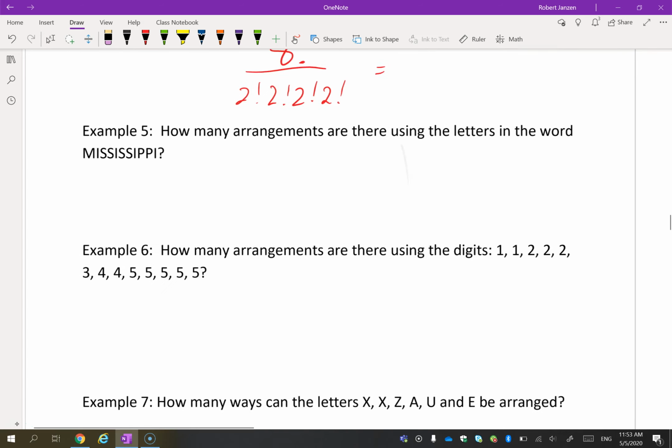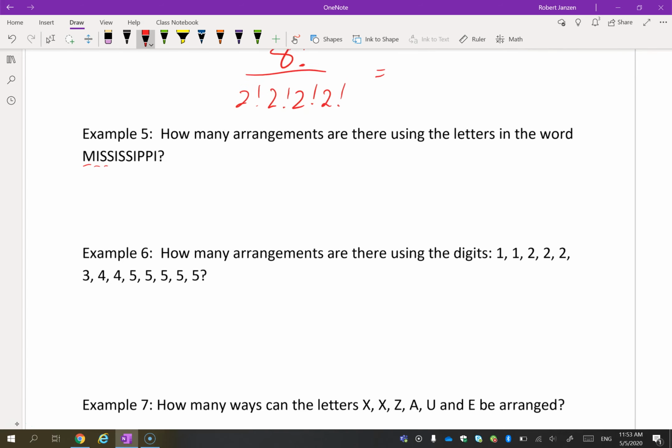Okay? Same here. How many letters are there? There are 11 letters. How many ways can we rearrange them? 11 factorial. There are 4 S's, there are 4 I's, and there are 2 P's. Okay, so that's how you would do that one. Again, you can use a calculator. You can try to simplify it. Doesn't matter.